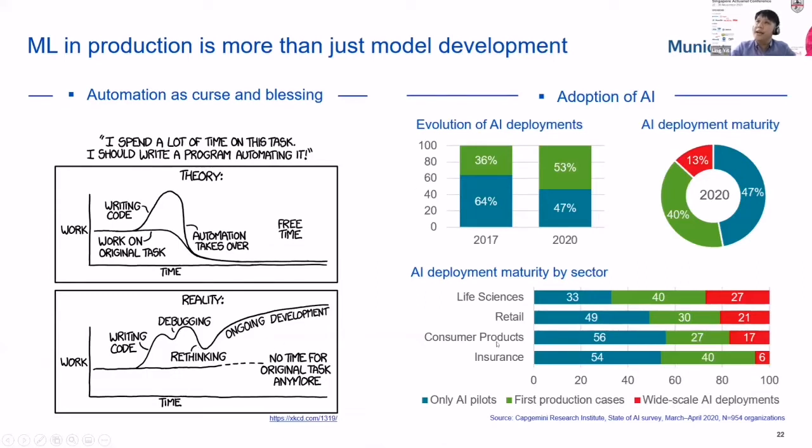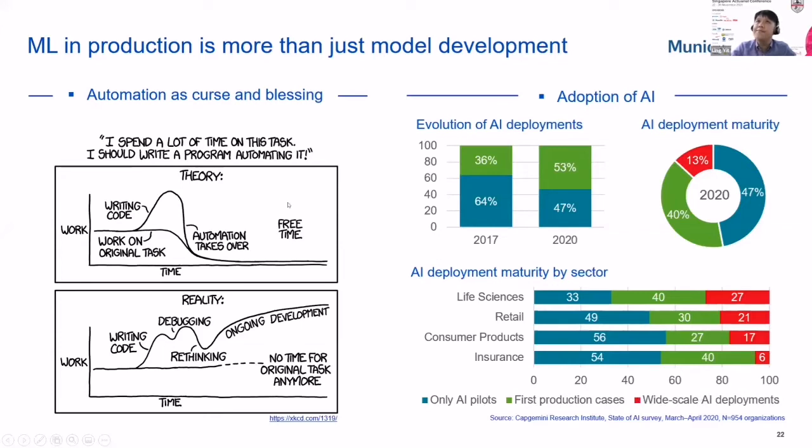So if you look at the right-hand side here, the adoption of AI, and in terms of AI deployment, we want to show you here that you can see the blue color here, 47% are just doing AI pilots, and only 53% in 2020 are doing the first production case. If we break down by the sector, looking at insurance is even quite scary, because only 6% of the cases in insurance have achieved wide-scale AI deployment.